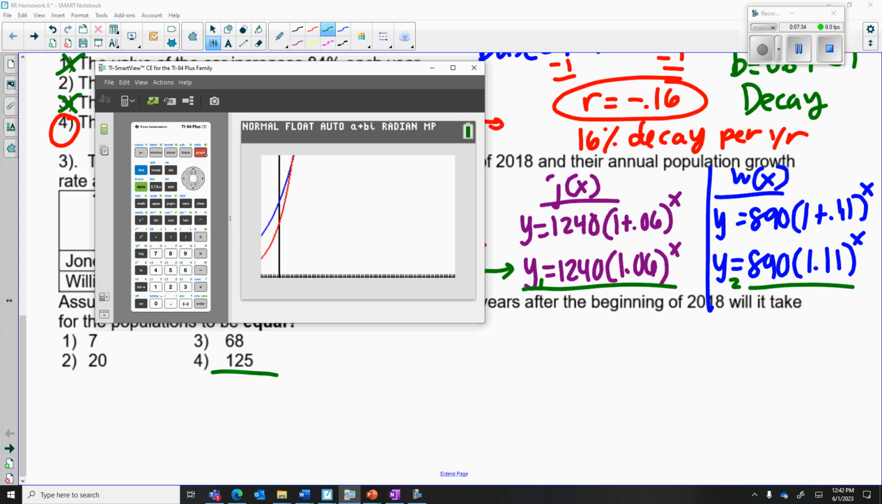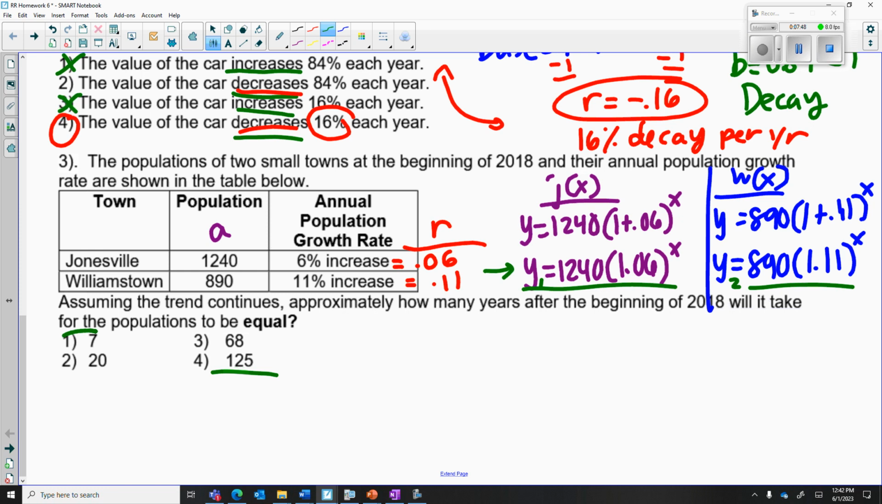Now I'm going to hit second trace, and I'm going to do number 5, intersection. I'll scroll to the right until I see my cursor, and when I get close, I'm going to hit enter, enter, enter. I ended up getting an answer of 7-ish. So that means that when x equals 7, these two are going to be approximately equal.